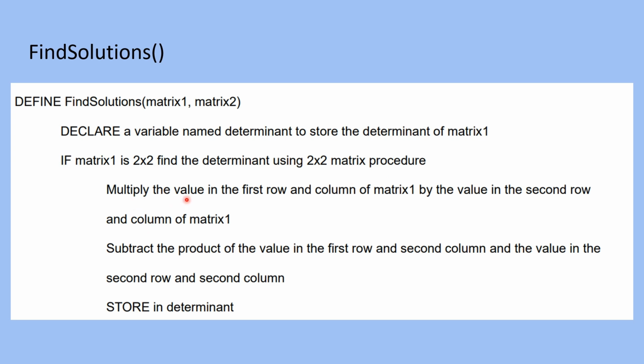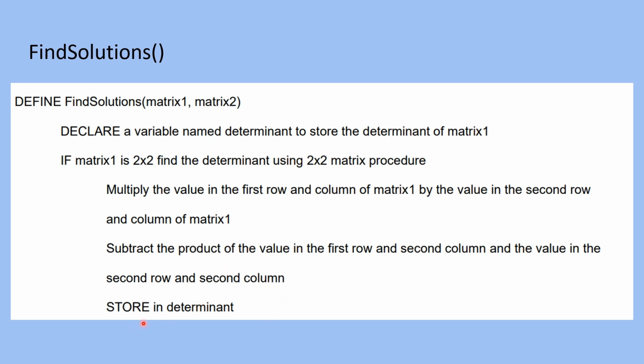We'll multiply the first value in the first row and column of matrix 1 by the value in the second row and column of matrix 1. We'll subtract the product of the value in the first row and second column and the value in the second row and second column.